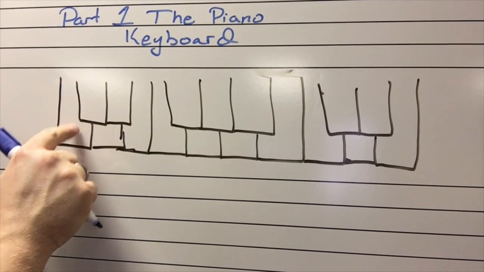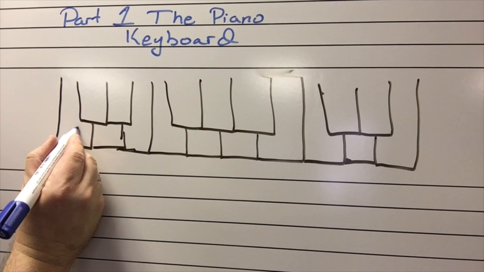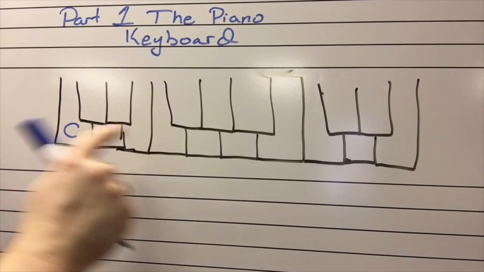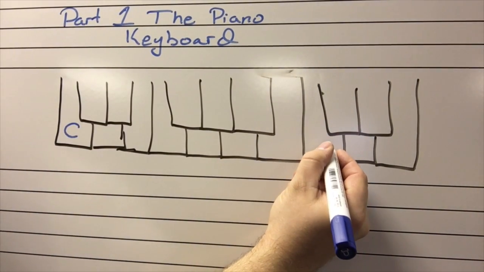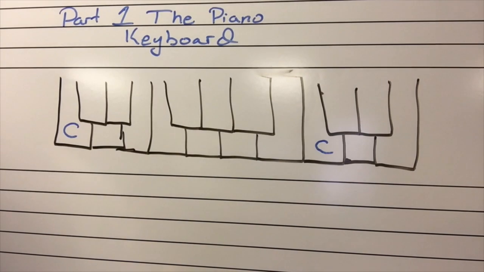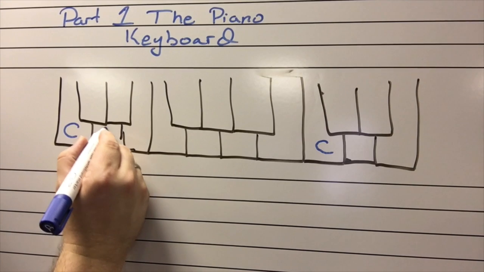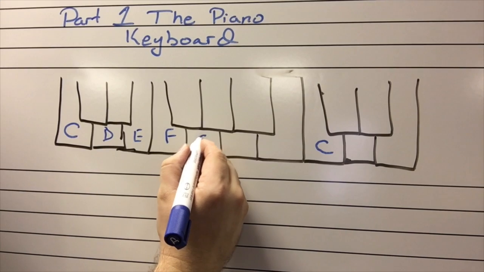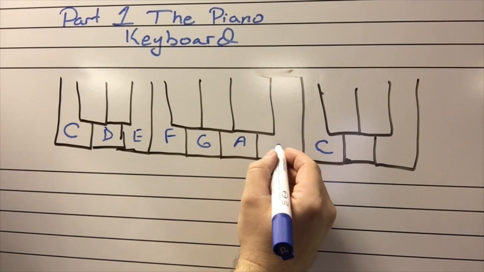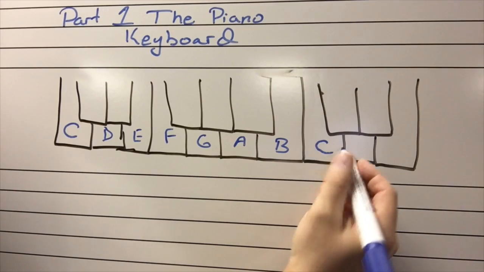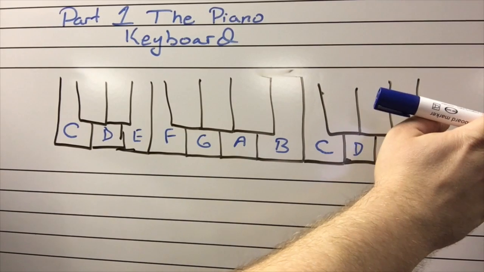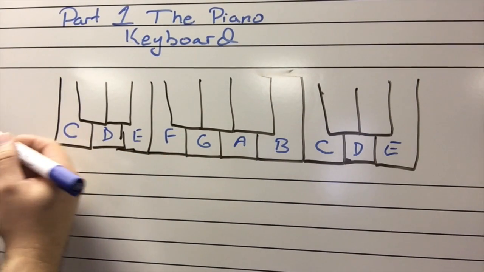The note right before the set of two is C. So I know that C is right here. Here's another set of two. Here's also C. Now we can label the rest. C, D, E, F, G, A, B. There's our C, D, E. Now we could keep going higher, and we could also keep going backwards lower.